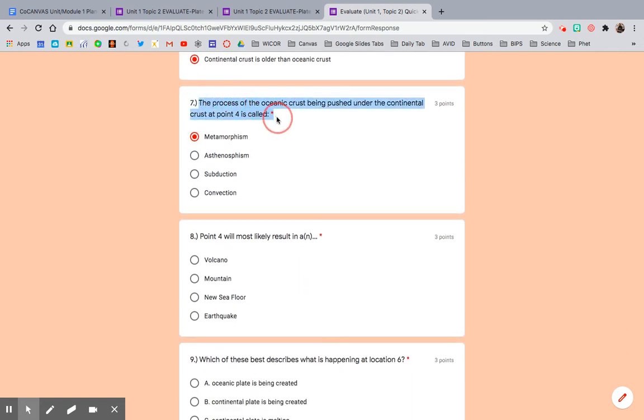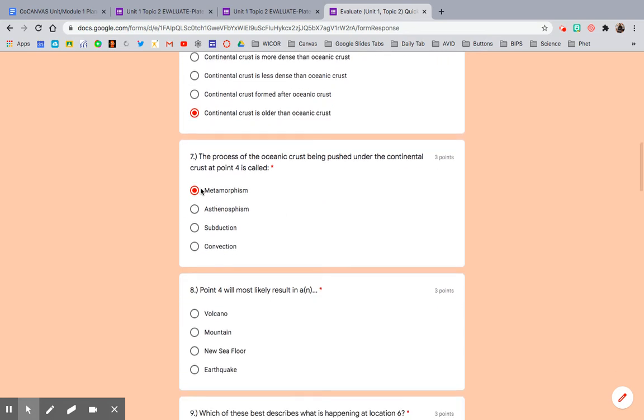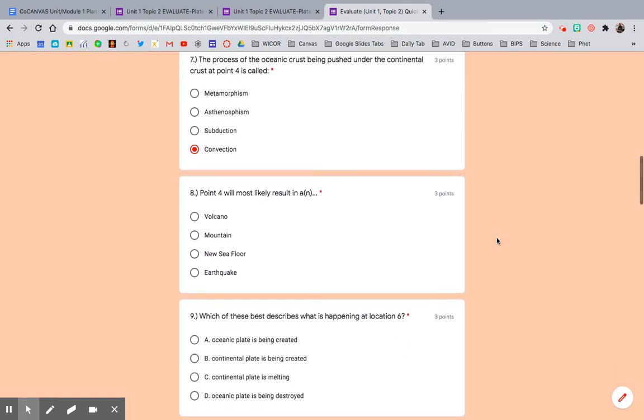Number 7, the process of the oceanic crust being pushed under the continental crust in point 4 is called what? So this crust right here, the process of the oceanic crust, and we can tell it's oceanic crust because it's in the ocean. So what is this called when it gets pushed under this continental crust right here? Is that called metamorphism? Is that called asthenosism, subduction, or convection? And once again, y'all, if you've never heard me say these words, probably not right.